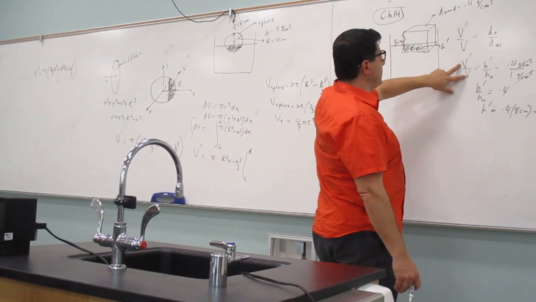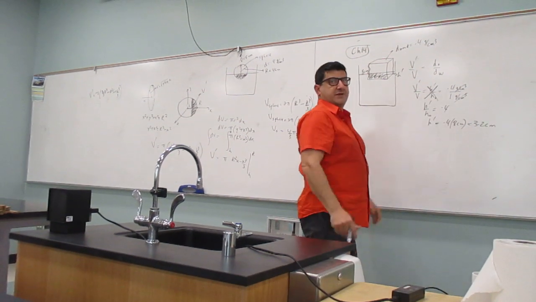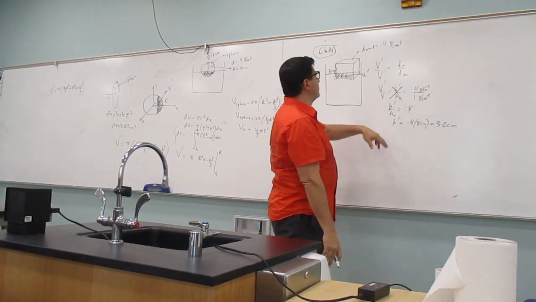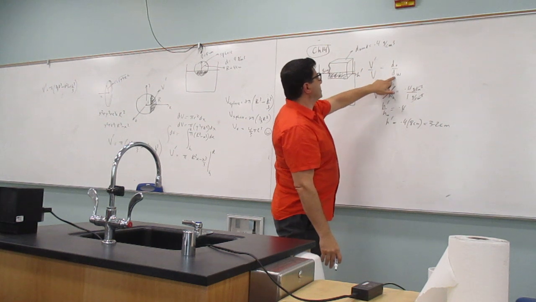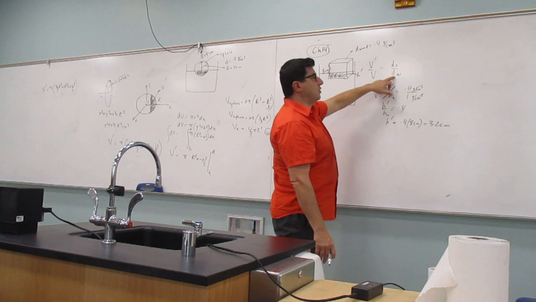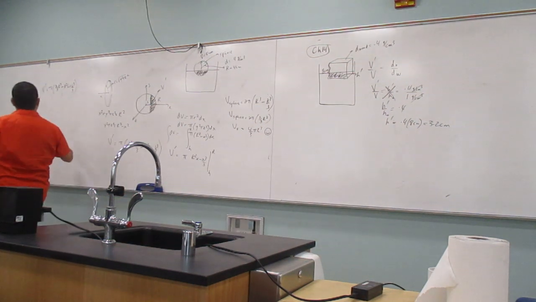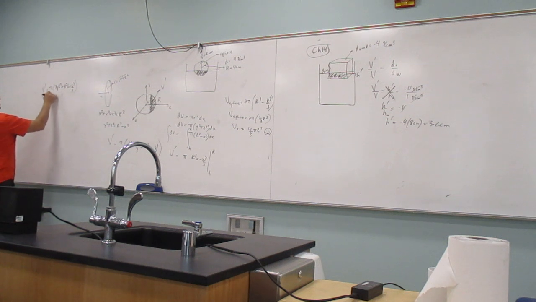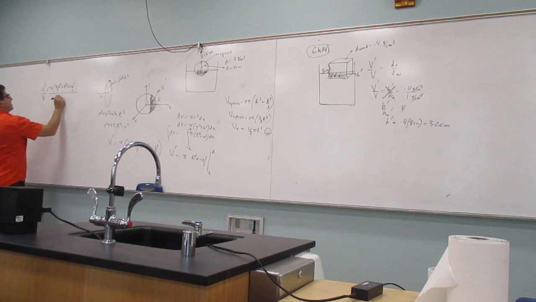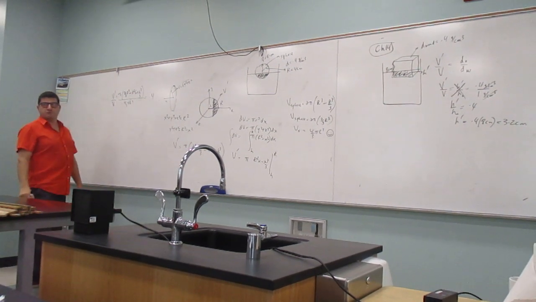V prime over v is no longer going to be h prime over h. So this is only true if it's a rectangular cubical object, right? Now I'm going to set that equal to the density of the object over density of water. So 0.4 over 1, which is 0.4, right? So I'm going to say v prime divided by v, which is the total volume of the sphere, 4/3 pi r cubed, equal to 0.4, right?